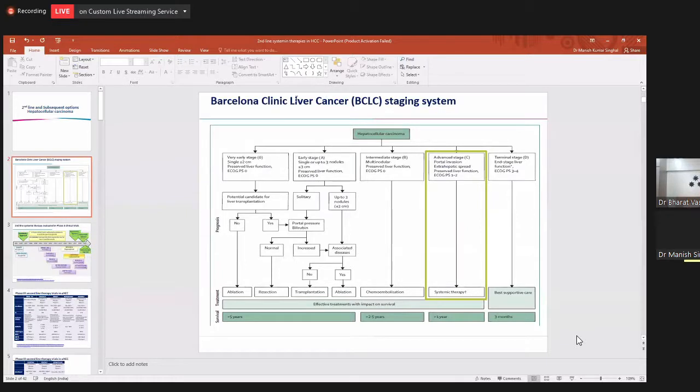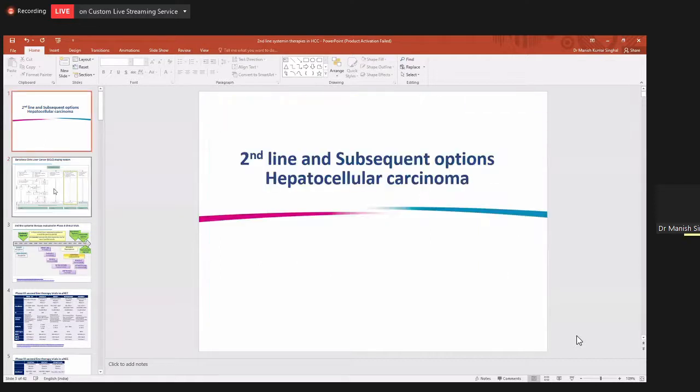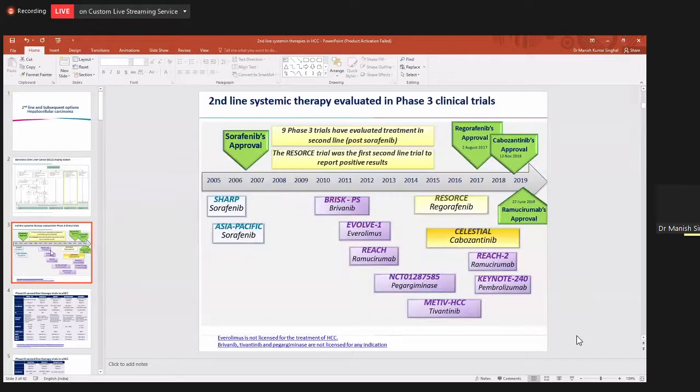So I think the Barcelona Clinic Liver Cancer staging is well known to everyone. And we have already seen that there's a lot of crowding as far as the drug approvals are concerned and the drugs which are available to us once a patient has progressed on the first line therapy. And whatever you use in the second line will depend on what you have used in the first line.